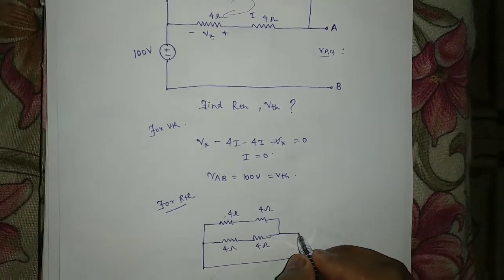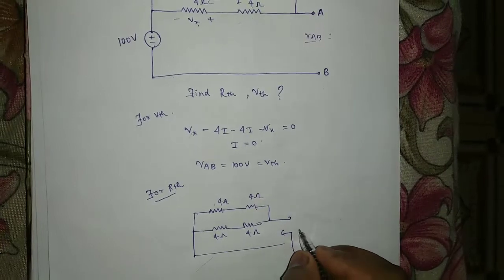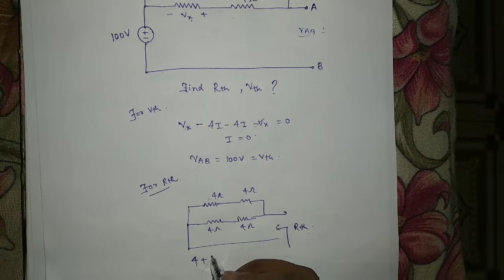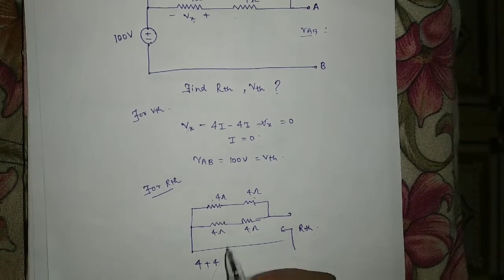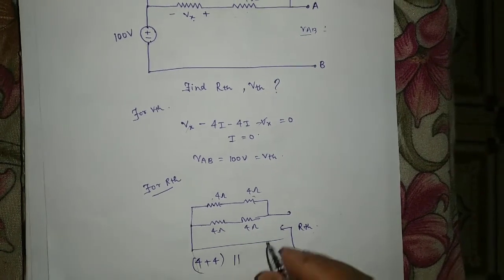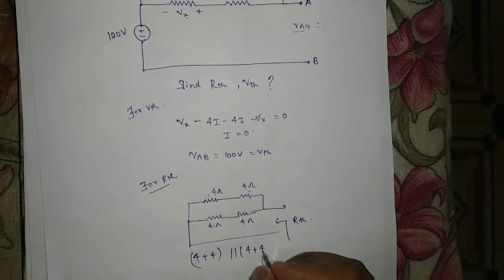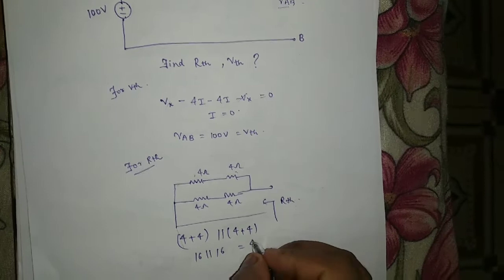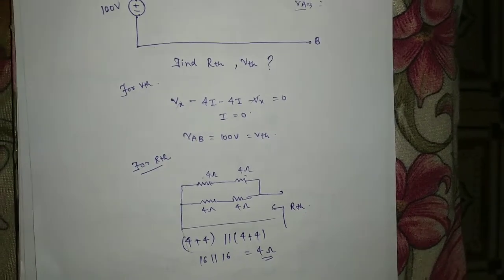Like this. So RTH from here is 4 plus 4 plus 4 in parallel with 4 plus 4, that is 16 parallel with 16, that is equal to 4 ohm. So RTH is 4 ohm.